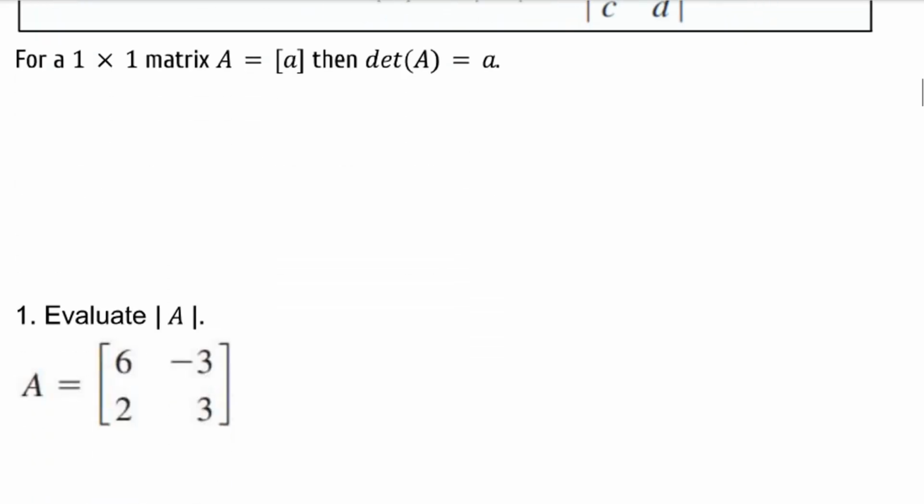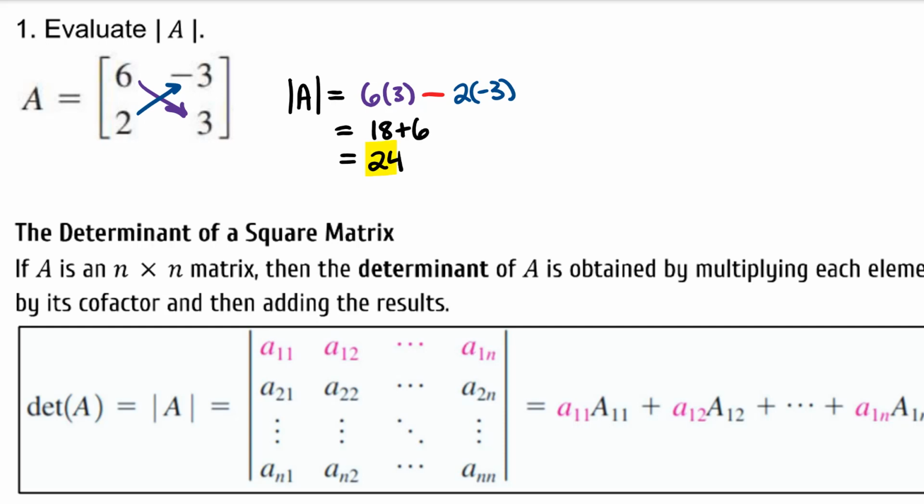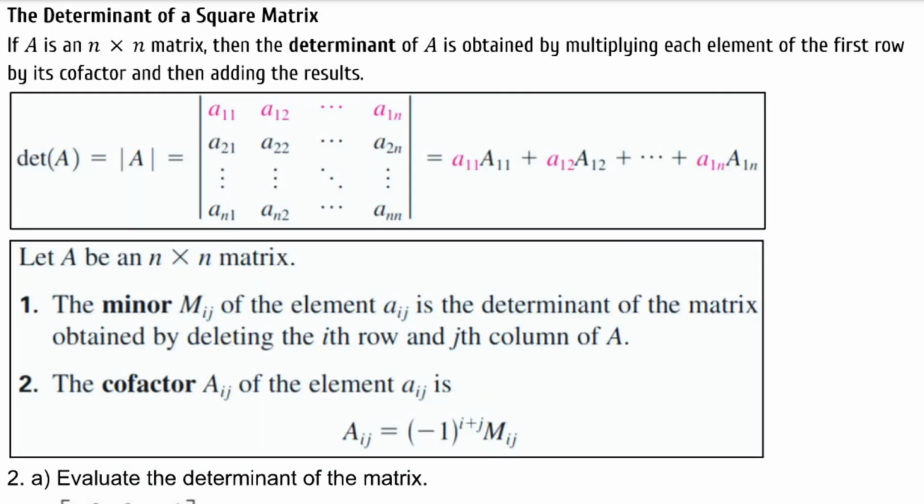For number 1, evaluate the determinant of A. The determinant of A is AD minus BC, so 6 times 3 minus 2 times negative 3. That would be 24.